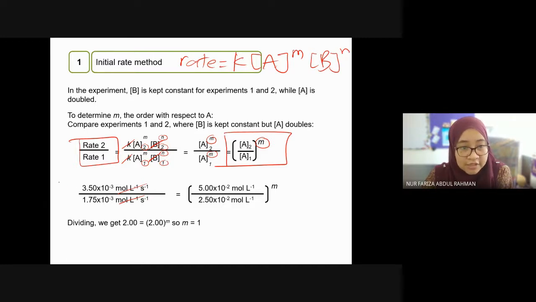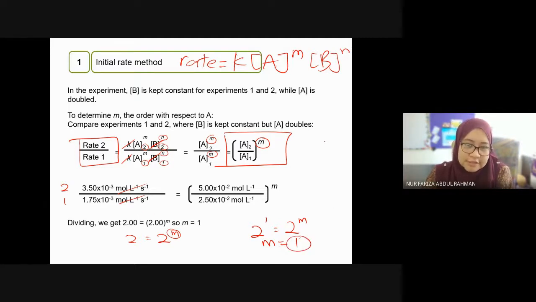Experiment 2, this is number 2, this is 1. So this is number 2's value over number 1's value. Okay, so you will get 2 is equal to 2 to the power of M. So how do you determine this? 2 to the power of M, so M is equal to 1. If you do it the other way, 1 over 2, you may get 0.5. So 0.5 is troublesome, you have to use log. You will still get 1 as well.